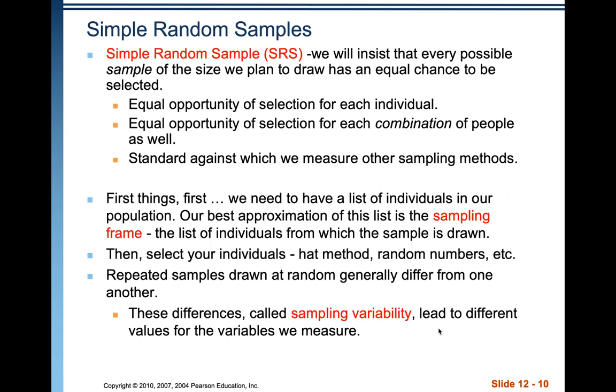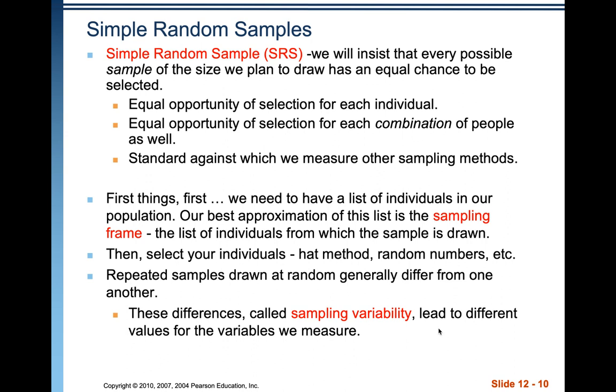Then select your individuals. The easiest way to conceptualize what's going on is what we call the hat method, but you can also generate random numbers. There's a table in the back of your book. We can also use the calculator. We have lots of options.